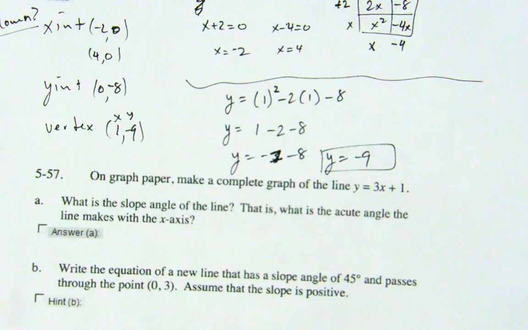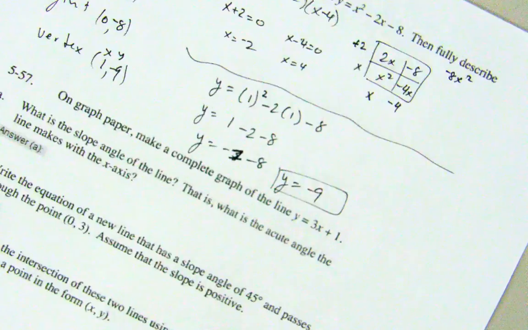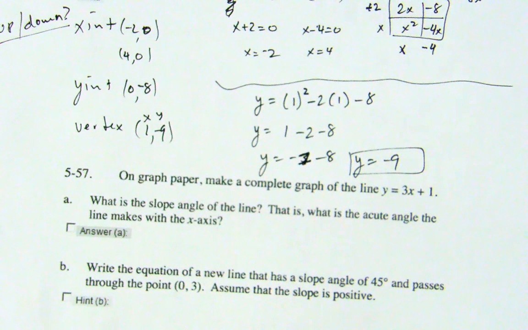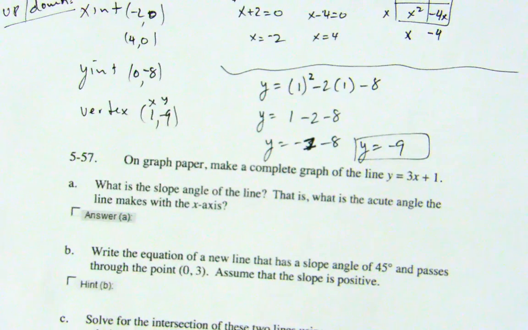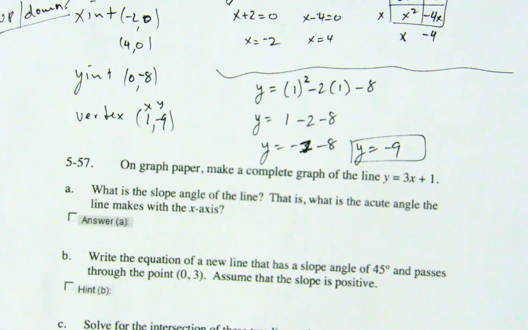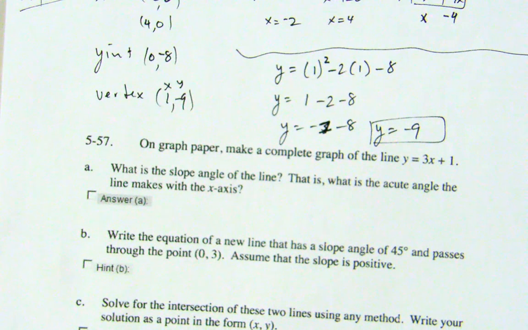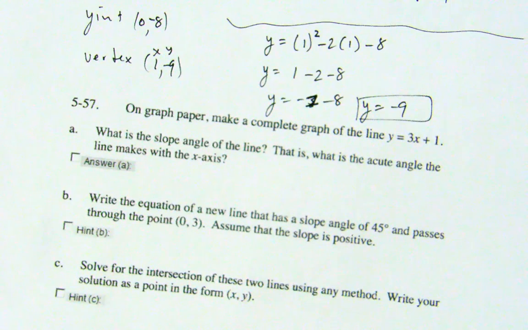Next and last one. On graph paper, make a complete graph of the line y equals 3x plus 1. What is the slope angle? What is the acute angle that the line makes with the x-axis? Oh, we have to find theta. Write the equation of the line that has a slope angle of 45 degrees, passes through 0, 3. Assume the slope is positive. Solve for the intersection of two lines using any method. Write your solution in form x, y.